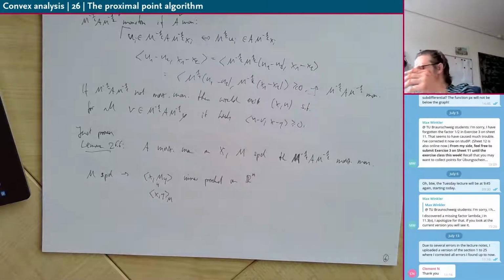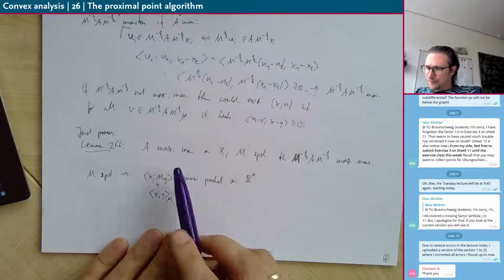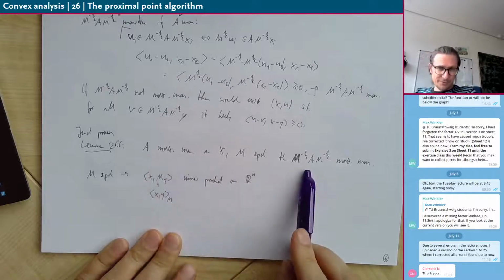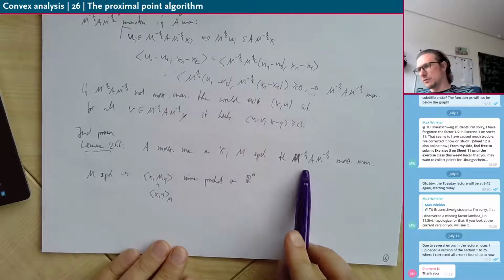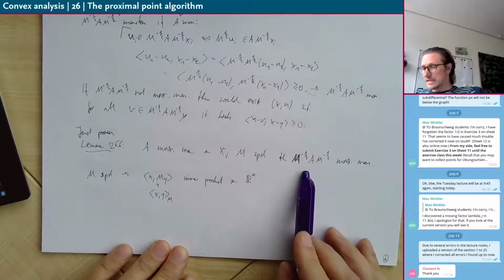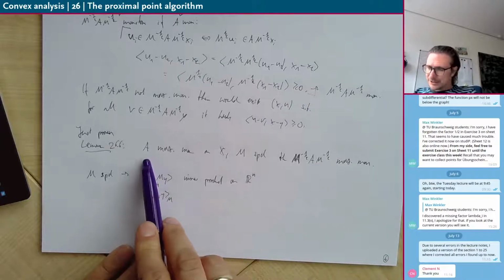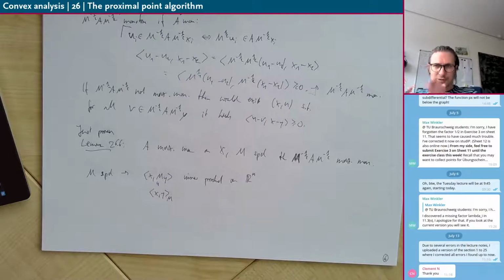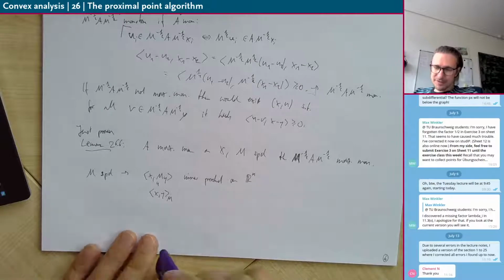So one way of viewing all this is we move from A to this complicated object here, which is of course only complicated in theory. In practice it's simple. But you could also say we move to the object M to the minus 1 A, which is again monotone, but with respect to this inner product here.